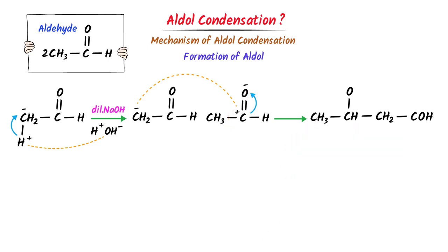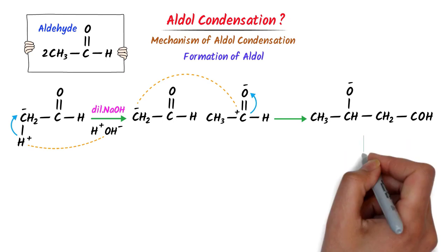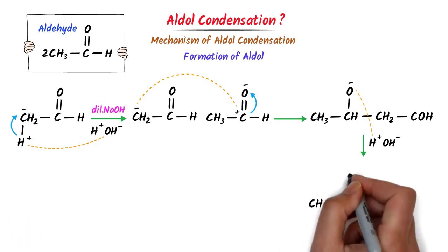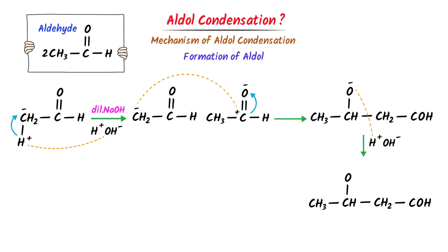We can see that this oxygen has negative charge. We have to neutralize this negative charge of oxygen. We know that there is already water present. Hence this negative oxygen will attack this positive hydrogen. Hence I write this molecule as it is. I attach hydrogen to this oxygen.